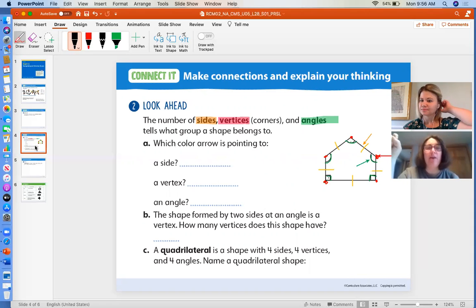We're going to talk about some very key vocabulary words. Now, second graders, these are important. You need to learn them. So we're going to talk about sides. We're going to talk about vertex or vertices, and we're going to talk about angles.